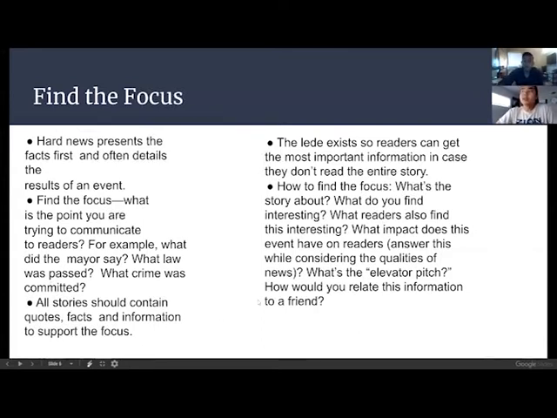The lead exists so readers can get the most important information in case they don't read the entire story. So we talked about that earlier. If they are lazy, which most people are, and I admit that, we read only the headline and the first few paragraphs. We make sure that the lead can give everyone the same thing.